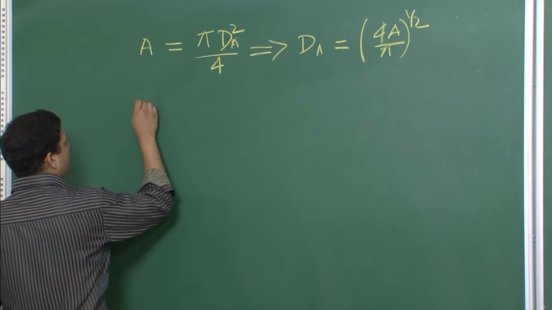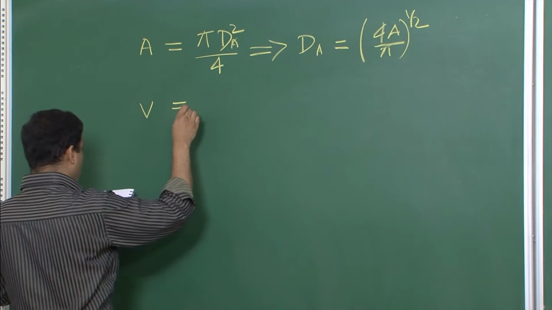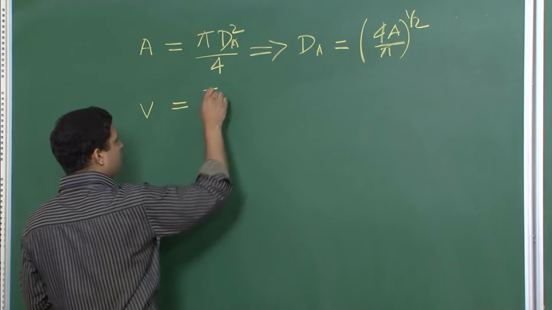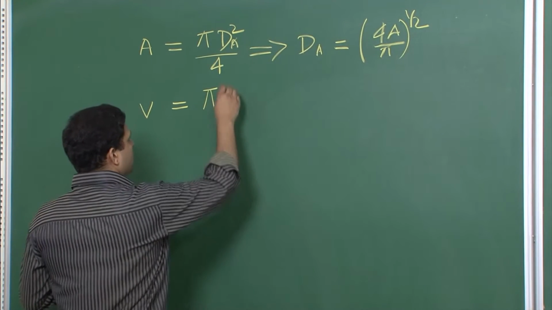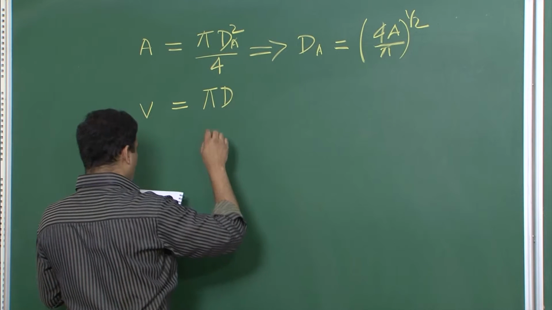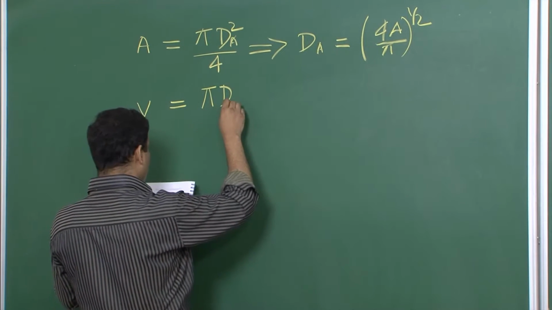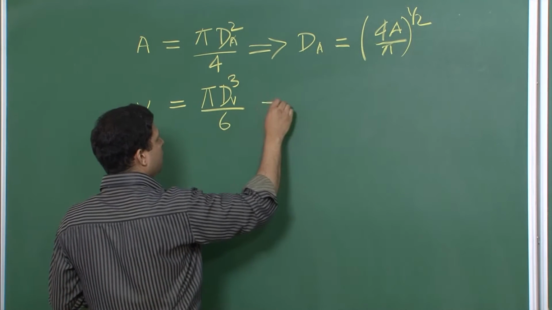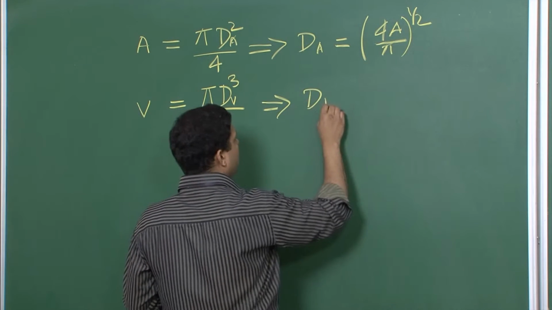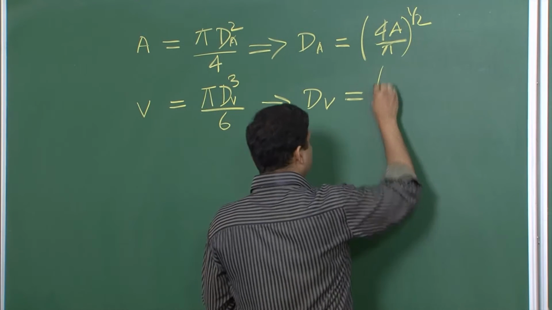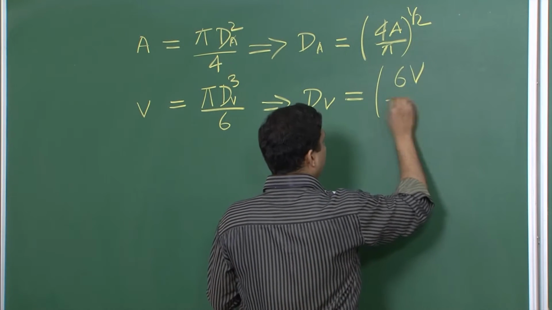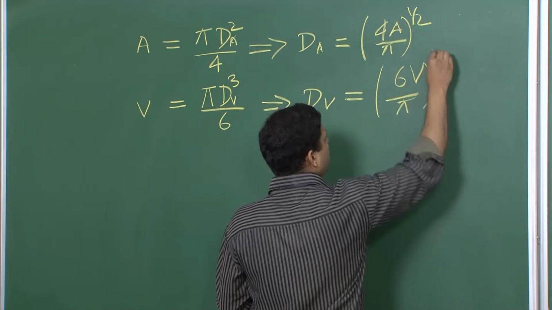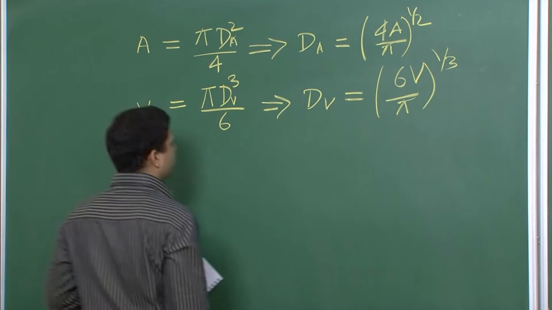Similarly, if you are able to calculate the volume, which is the easiest one in terms of theory, but when it comes to technique or actual characterization, this may be very difficult. So, pi dV cube by 6 equals V, which implies dV is equal to the cube root of 6V by pi.